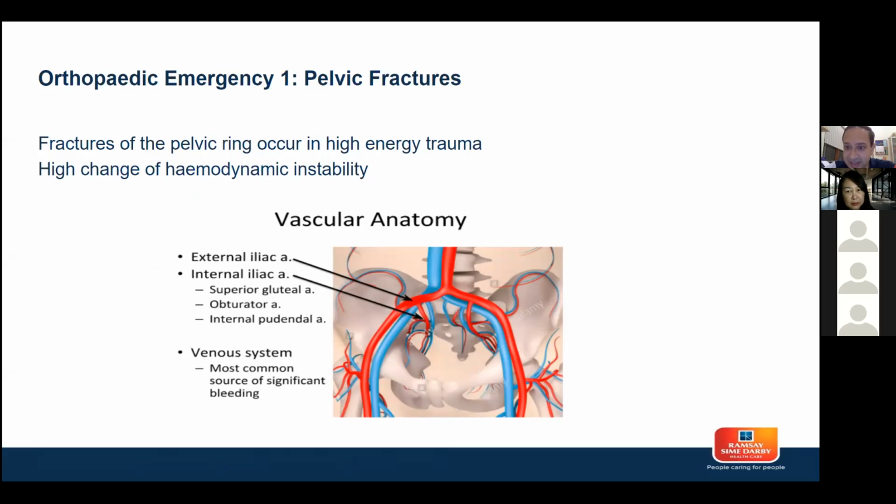The arteries are easier. Now the veins are small. You can't go in and operate, actually. So what needs to be done is usually packing it or compressing it so that you don't get further bleeding. So patients become hemodynamically very unstable with pelvic fractures.